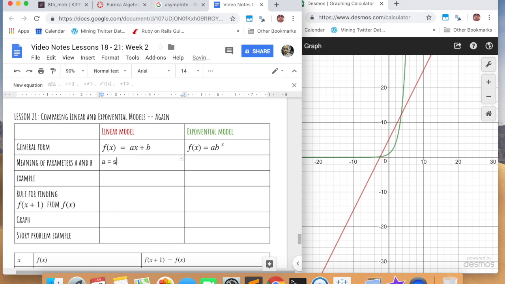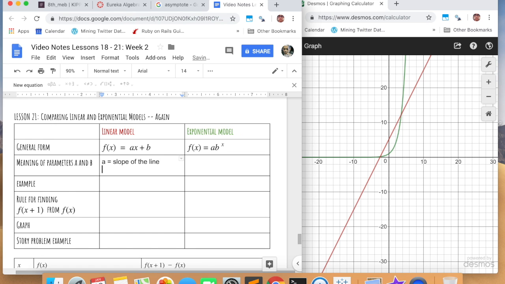What are the meanings of a and b? In a linear model, a means the slope of the line, rise over run, and b stands for the y-intercept. In an exponential model, a stands for the initial value, so when x equals 0. B, on the other hand, stands for the common ratio. If you're dividing, we usually call that the common quotient.